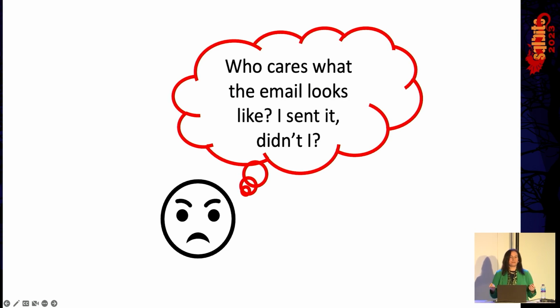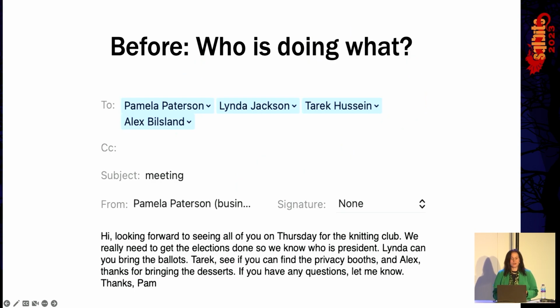And we've all seen those emails bounce back and forth 50 times, and then it's red highlight and yellow highlight and caps and font changes, because we're trying to draw attention to that. So it's difficult when we're using the wrong format. So what do I mean by that? Here's an example of a before email, and it's about the knitting club.